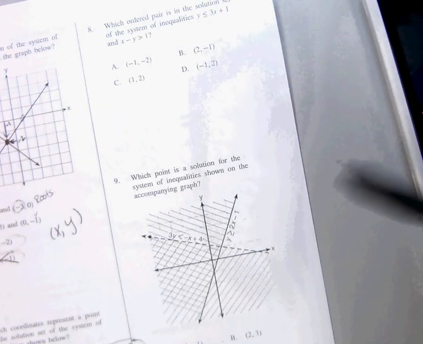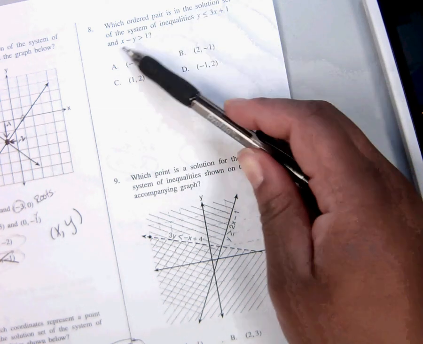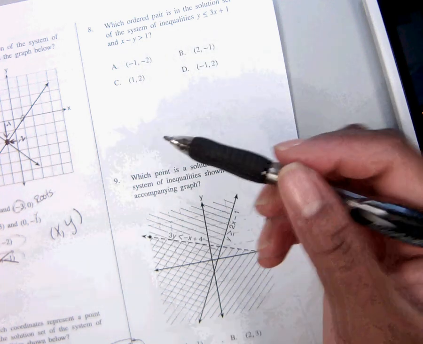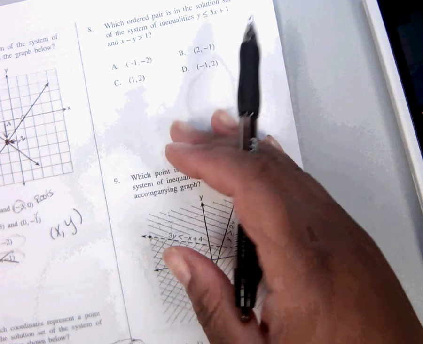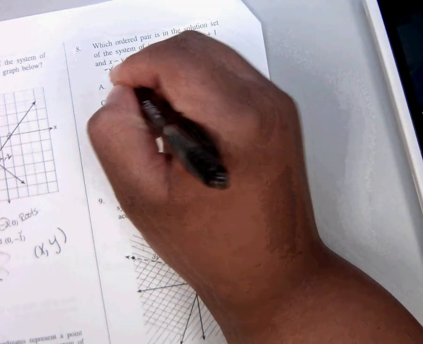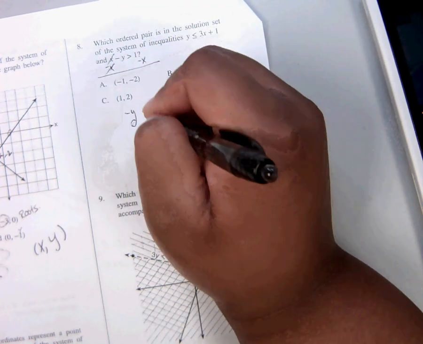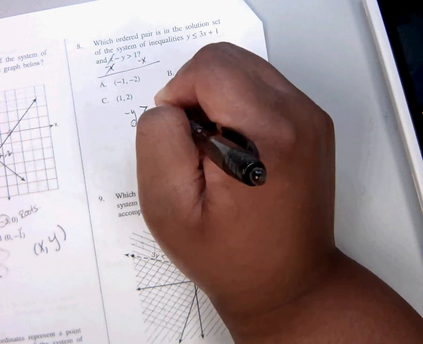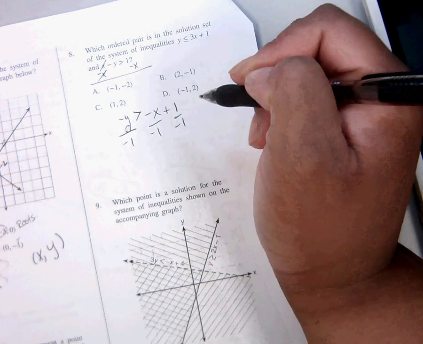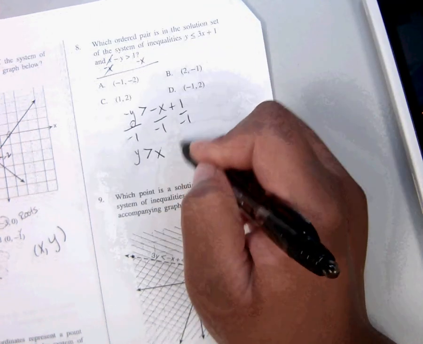Number 8. Which ordered pair is in the solution set of the system of inequalities? You can plug them in like I did down there, or type it in the calculator, but you have to solve this one for y. So when we subtract x, we get negative y, because those cancel, is greater than negative x plus 1. When we divide by negative 1, we get y is greater than x minus 1.